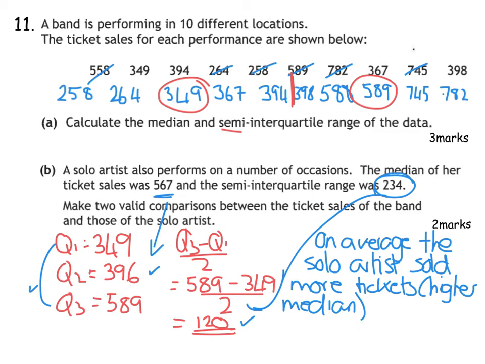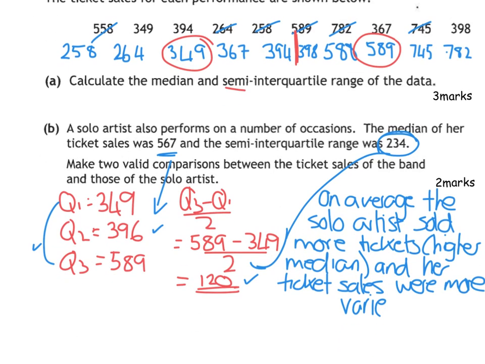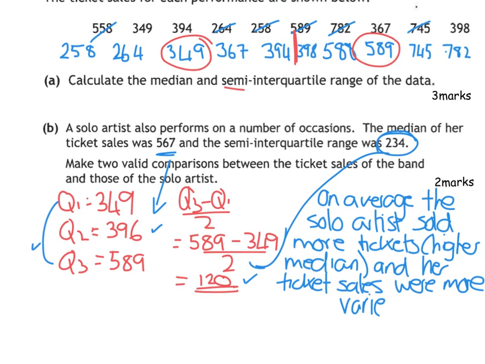And then the second statement will be, because her semi-interquartile range was a lot higher, it means that her ticket sales were much more spread out. So I'm just going to say, and her ticket sales were more varied. And I'm going to squeeze it in here. And the reason they are more varied was because of the higher semi-interquartile range. You don't specifically have to write that bit in, but I don't really have room to do it either. So that is the statement for that bit.